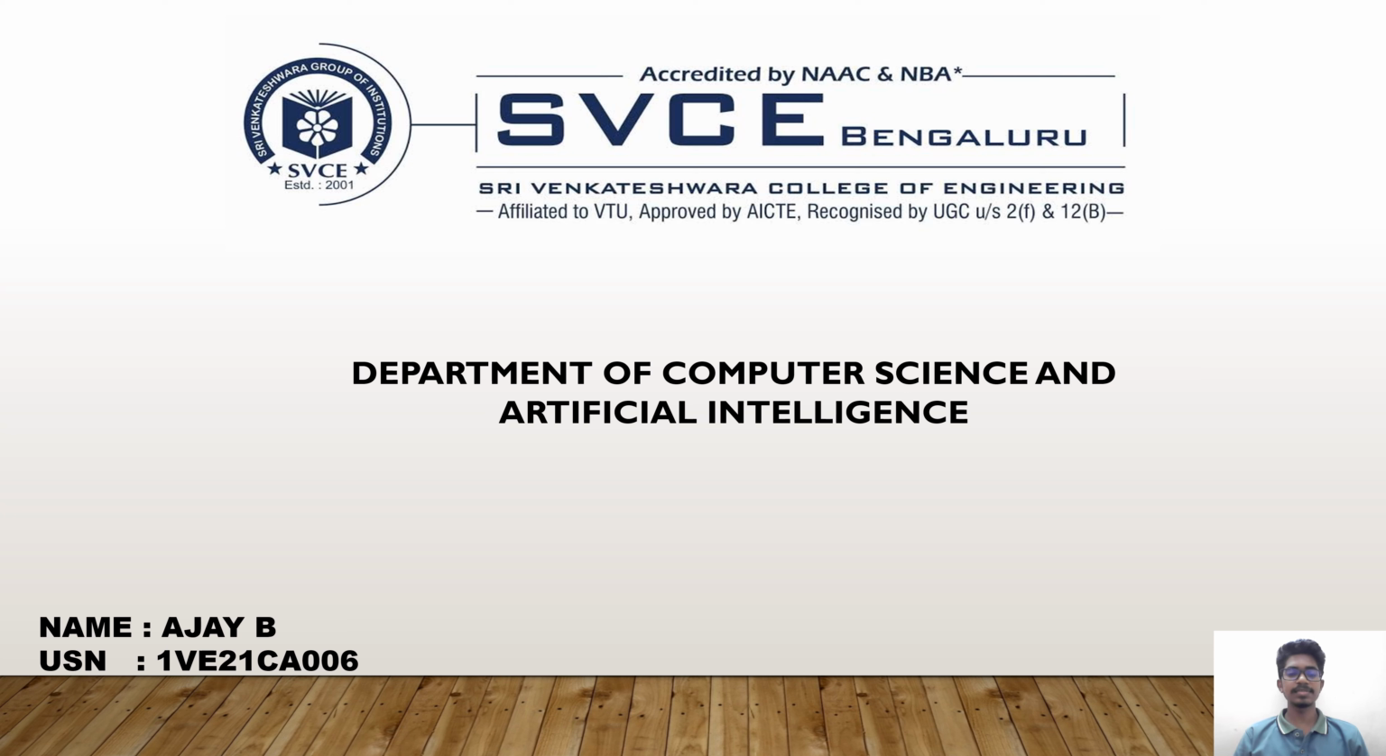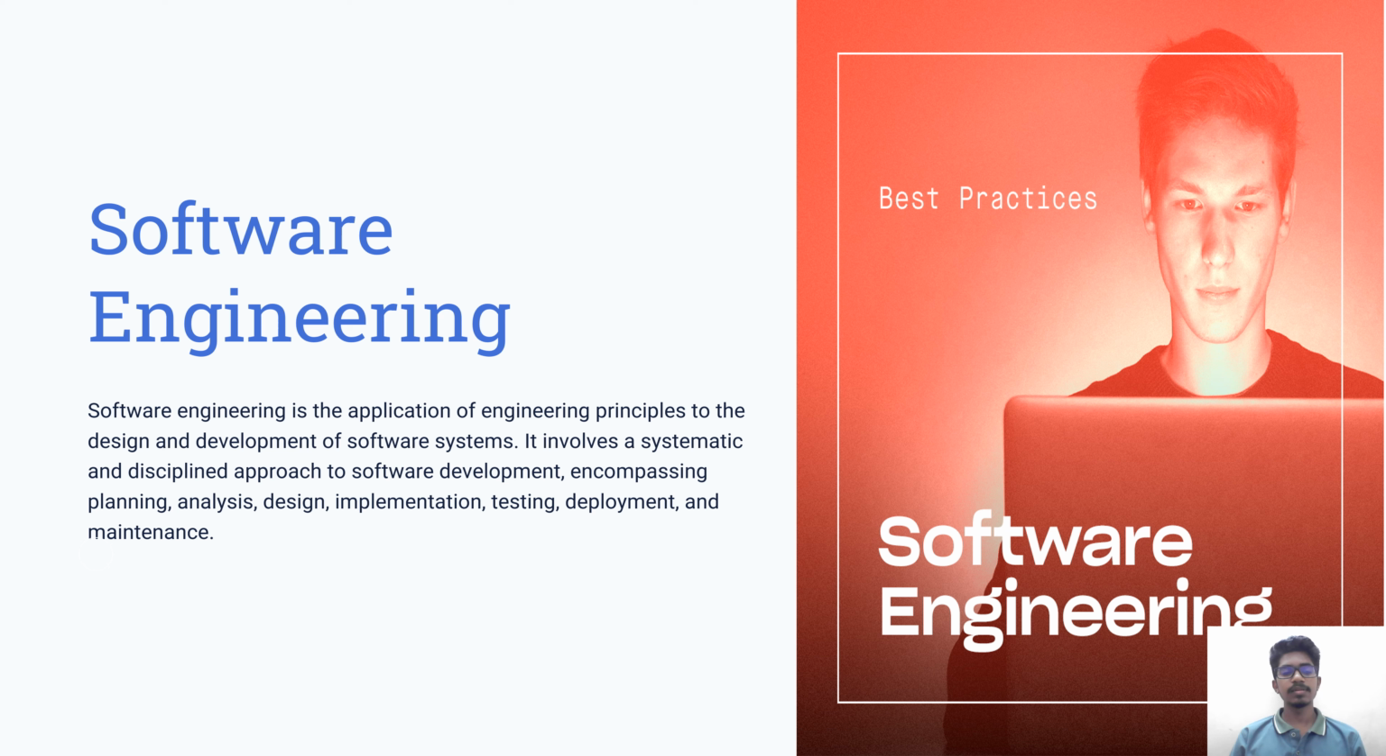The topic is about software engineering and the practices done for software engineering. Software engineering is the application of engineering principles to the design and development of software systems. It involves a systematic and disciplined approach to software development encompassing planning, analysis, design, implementation, testing, deployment, and maintenance.